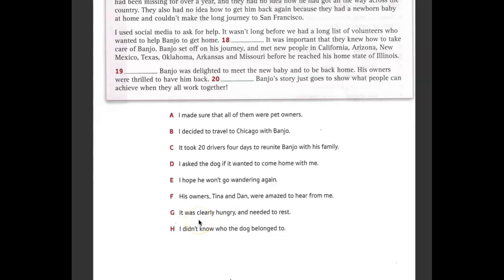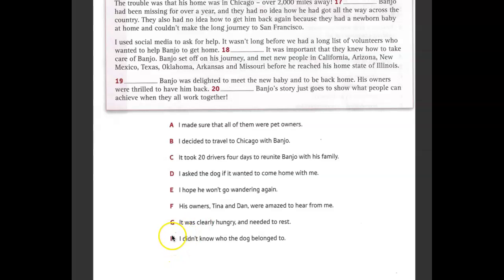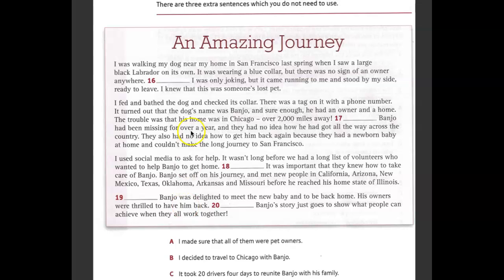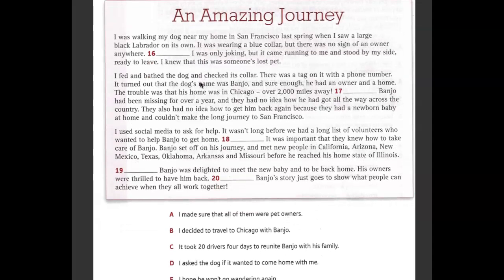This is a plausible option. I didn't know who the dog belonged to. This is also a plausible option because of what the text was saying until now. But I have no clue before the gap about what the next sentence is. So I'm going to move forward to after the gap. I was only joking, but it came running to me.